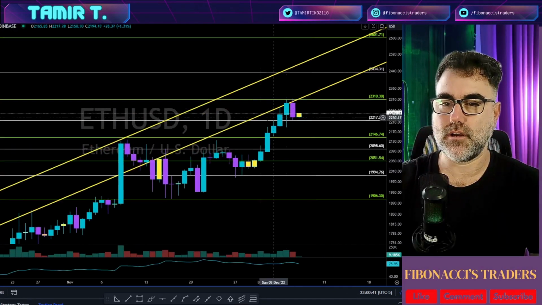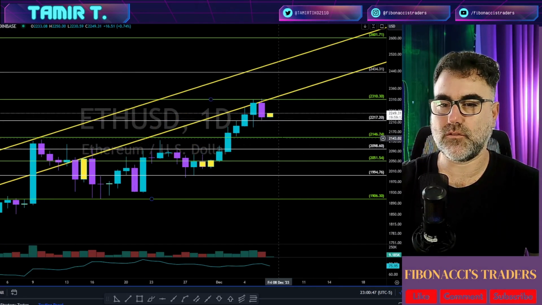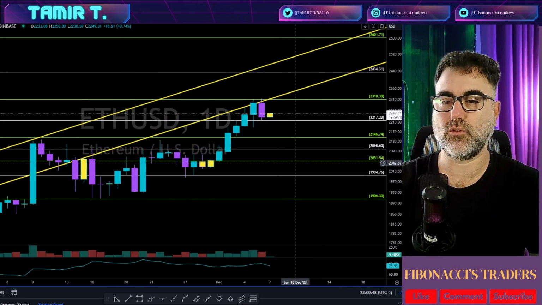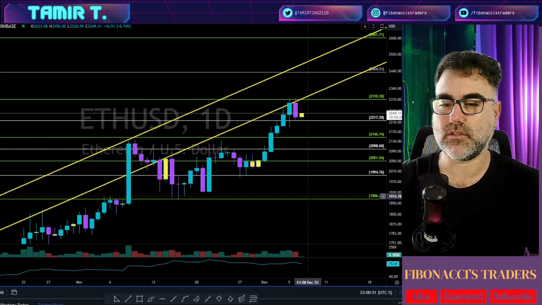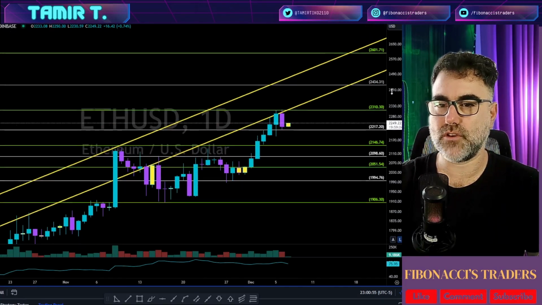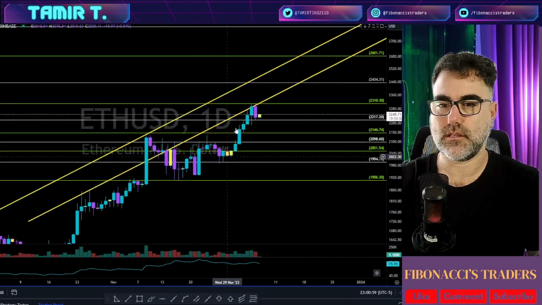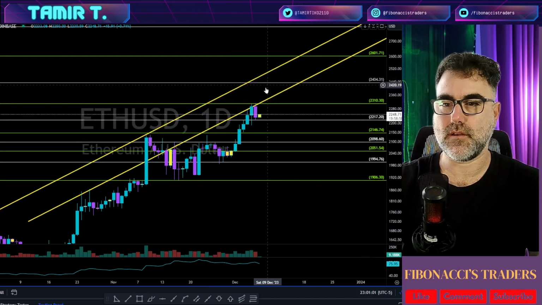For now, Ethereum, below the 2217, you have 2140 and then 2050 and then back to the 1900. Above this area, you have this yellow trend line. As you can see, we will meet it somewhere over here.